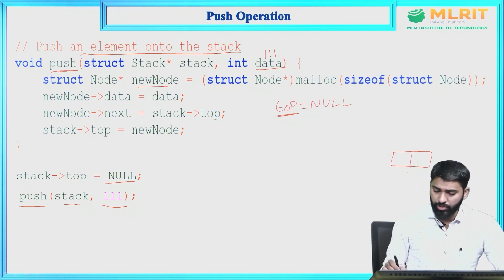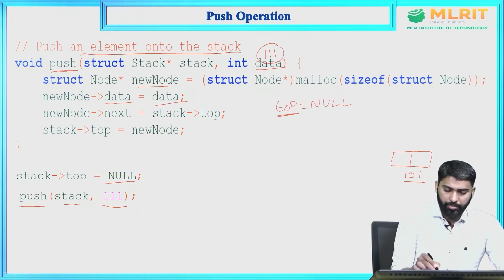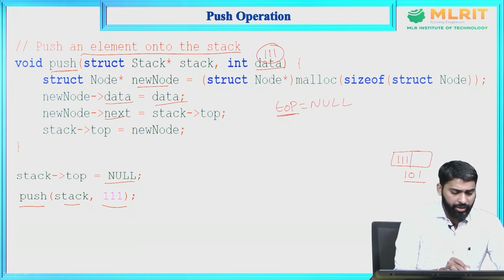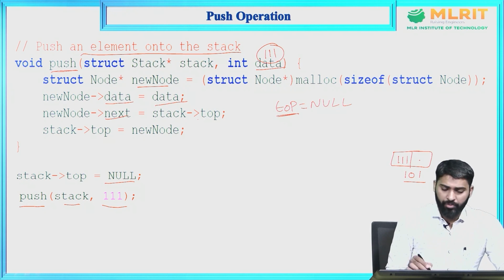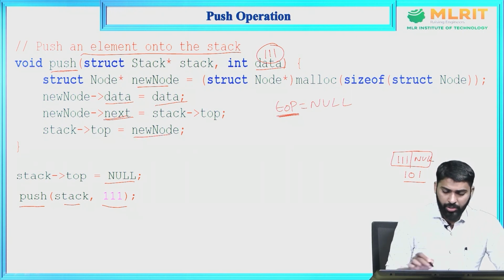Okay, this node has an address. Let us assume the address is 101. So new node arrow data: new node is 101, arrow data is data. What is the data here? 111. And new node arrow next, this next equals stack arrow top. What is the top now? Null. So in this place null, and update the top value with new node. So what is the top value now? Top value is 101 now.